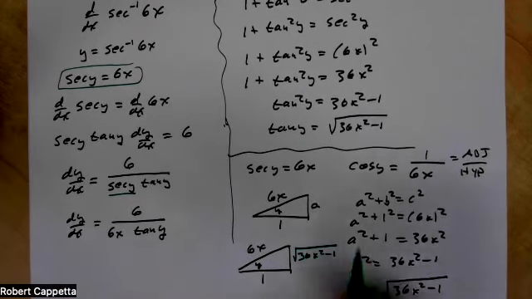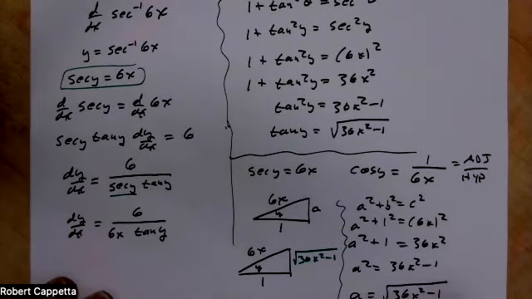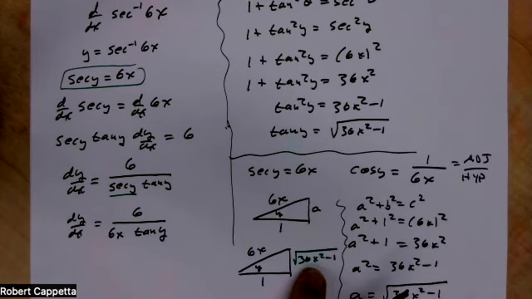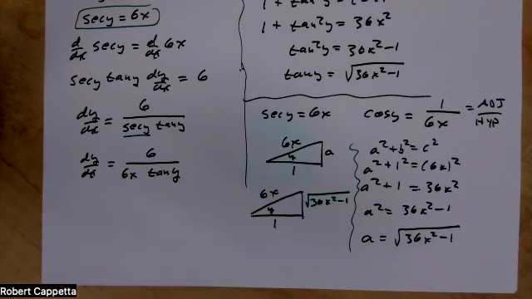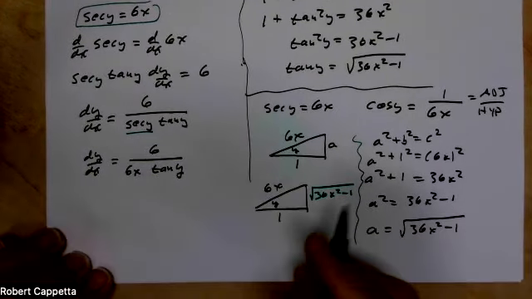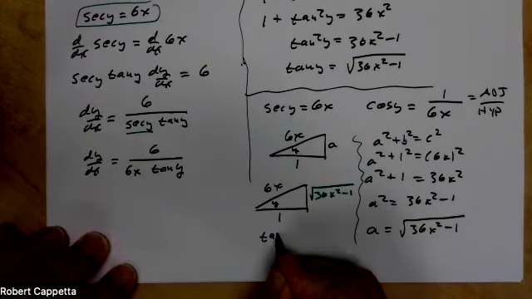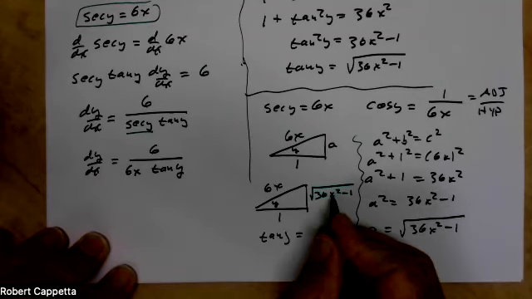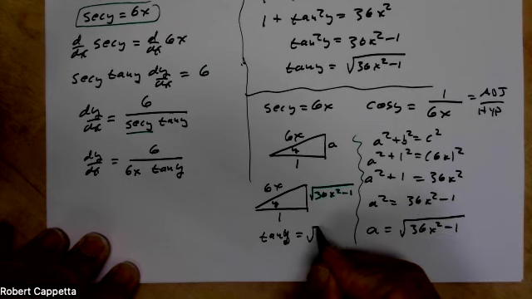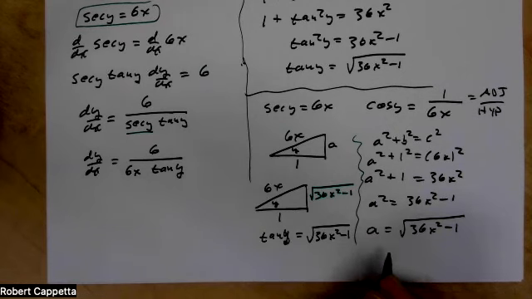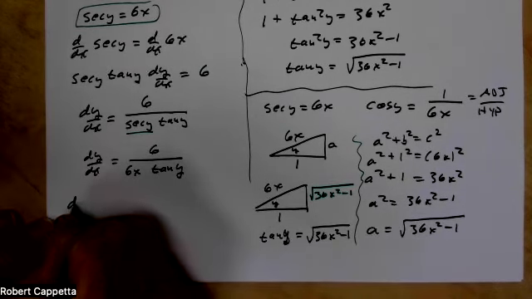So looking at that, then, what can we say? Tangent is opposite over adjacent. So if that's the case, what do we have? Tangent y is root 36x squared minus 1 over 1. And you can again see what we had before with the identity, 36x squared minus 1. So what is my dy dx then?